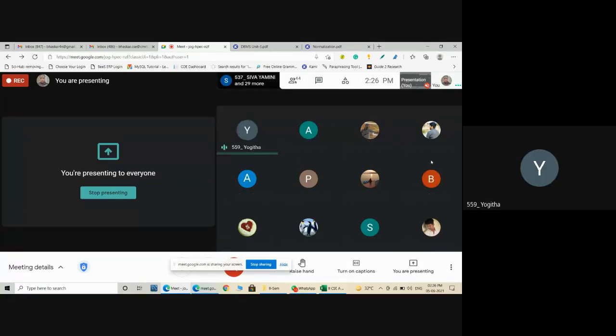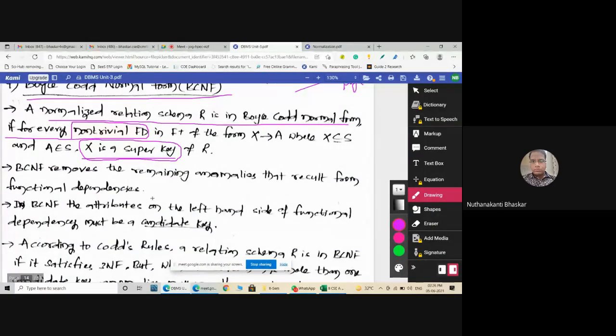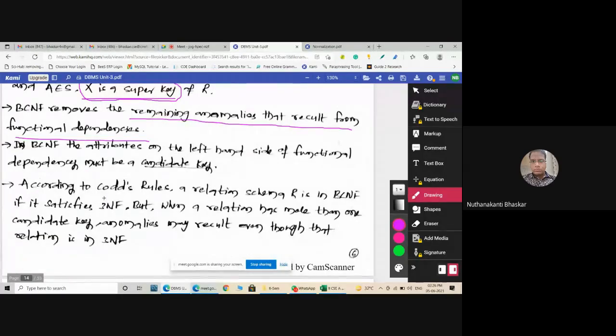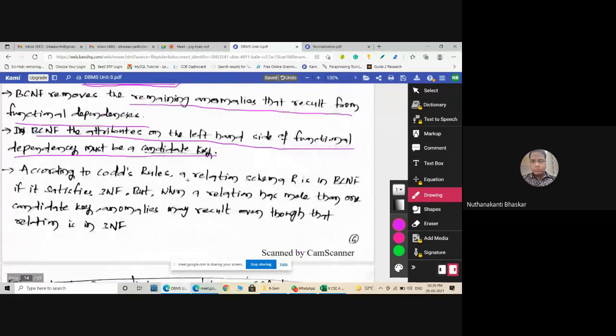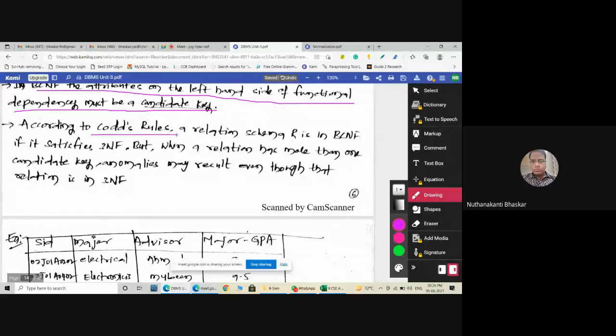Clear? Yes, sir. Right. Now, BCNF removes the remaining anomalies that result from the functional dependency. In BCNF, the attributes on the left-hand side of a functional dependency must be a candidate. Left side must be a candidate. According to Codd's rule, as I already told you, all normal forms are based on Codd rules only. That's why this is the Boyce-Codd normal form.